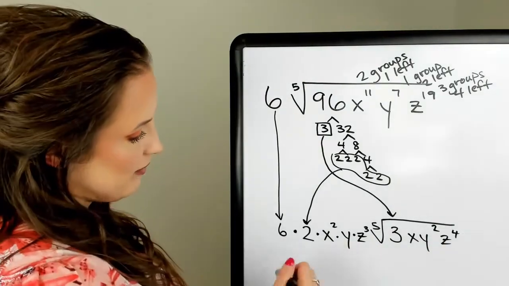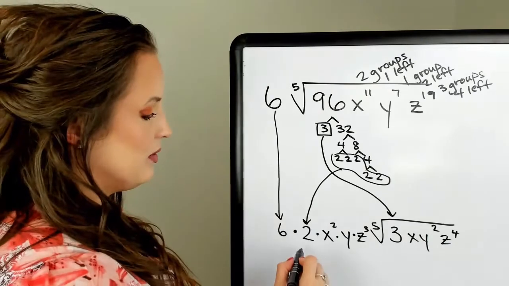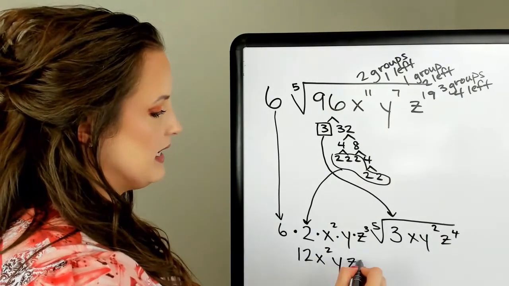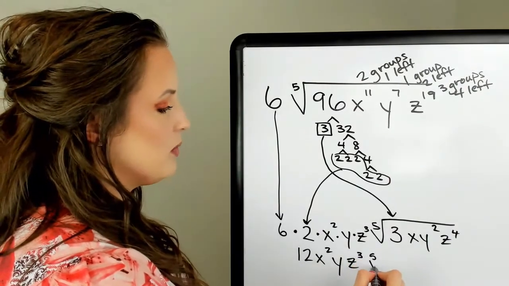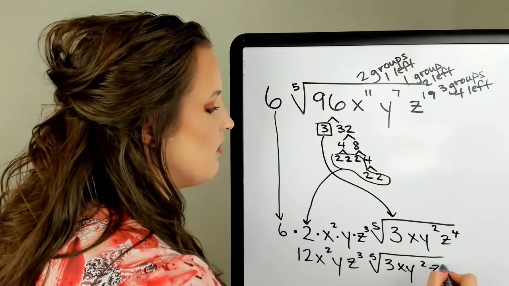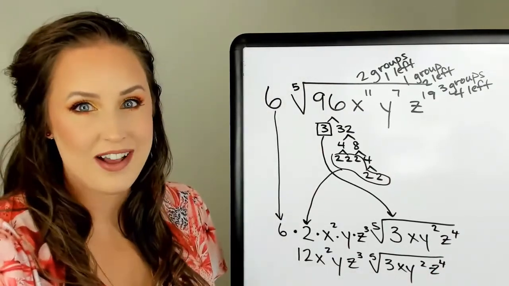Now let's multiply whatever we can here, namely the 6 and the 2. So we would have 12 x squared y z cubed times the 5th root of 3x y squared z to the 4th. And that would be your final solution.